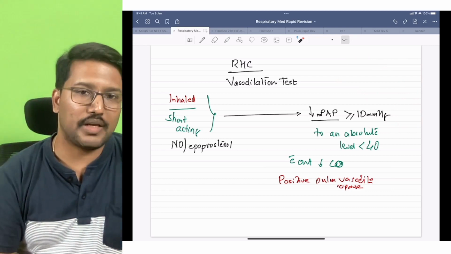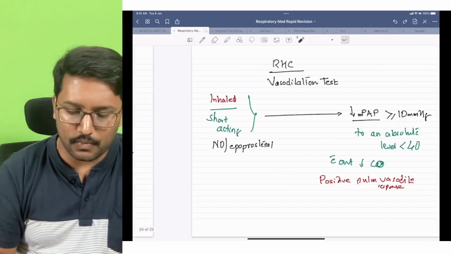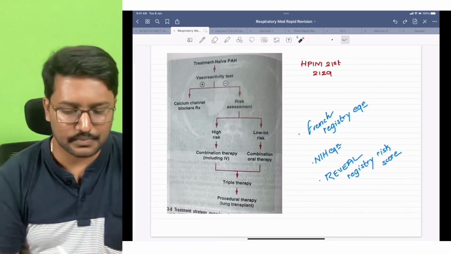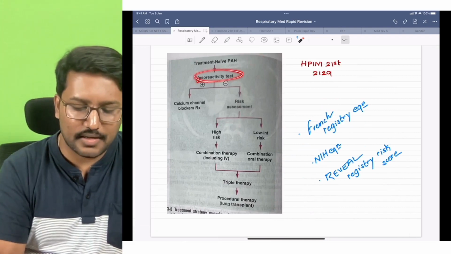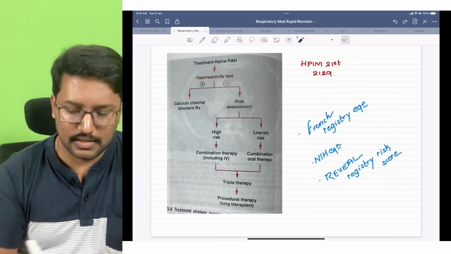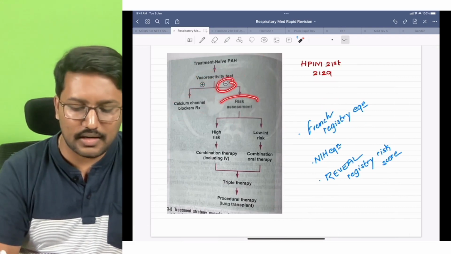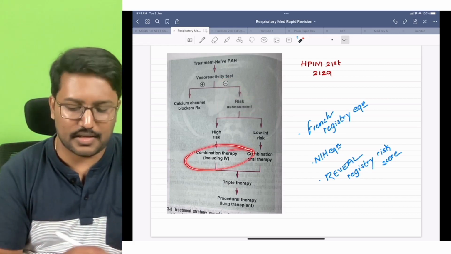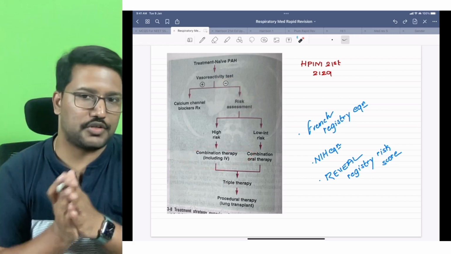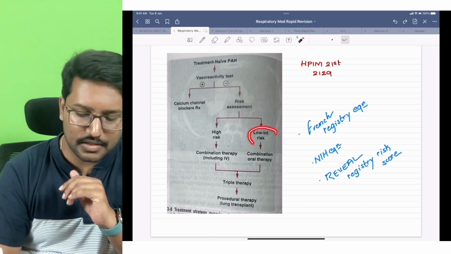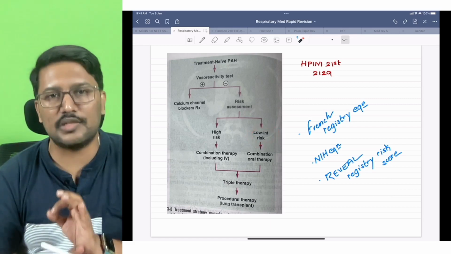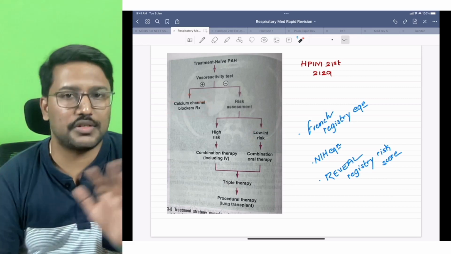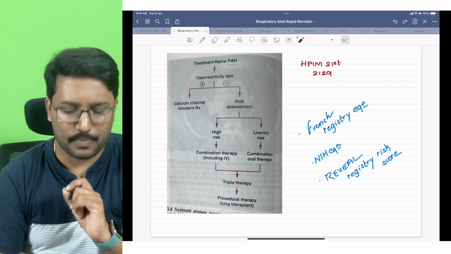Now, when you have to make a choice of alternatives, what are the guiding principles? This is the algorithm that you find in your Harrison. Vasodilatory test positive, calcium channel blockers. If it is negative, you will do the risk assessment. High risk individuals, we treat with a combination therapy of an IV agent plus an oral agent. Low risk individuals, again a combination therapy is preferred over monotherapy. Monotherapy is only for patients with positive vasodilatory testing, right?